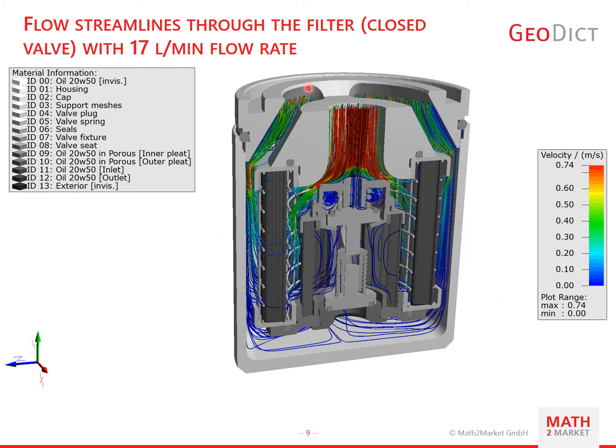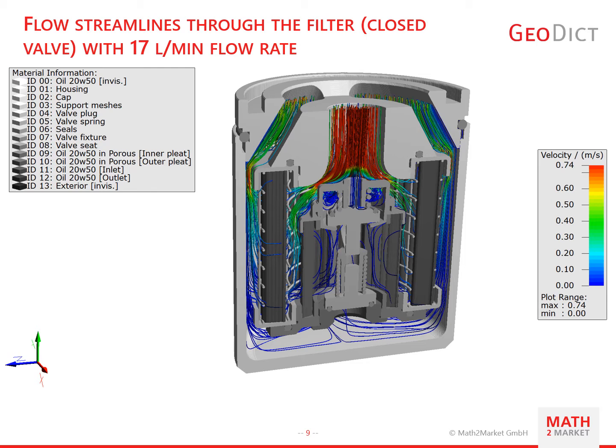So here, as you can see, the flow streamlines coming from the inlet and then passing through the outer pleat, and then here are discharged from the outlet, but a small amount of the flow also passes through the inner pleat, and you can also see here some vortexes in the vicinity of valve springs.